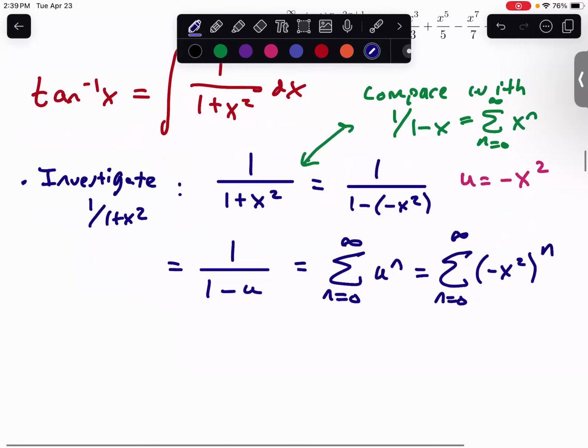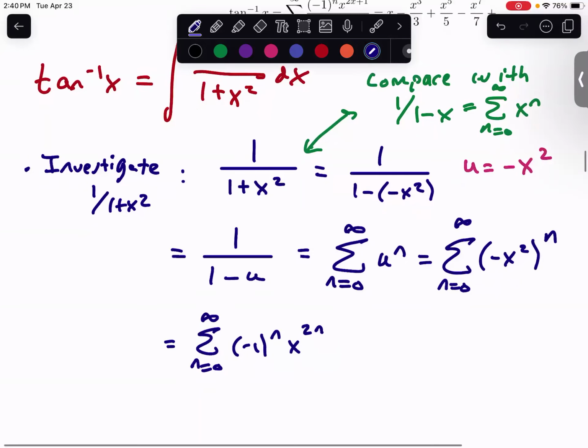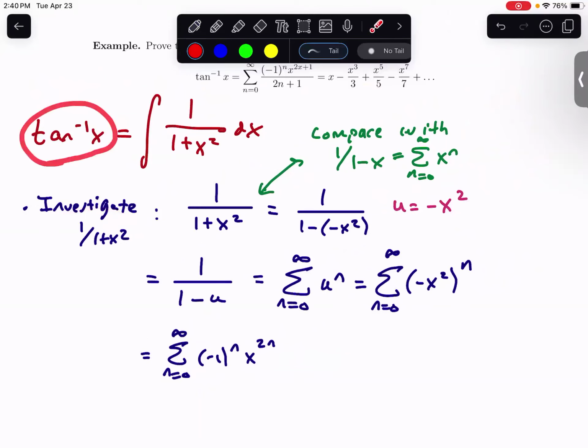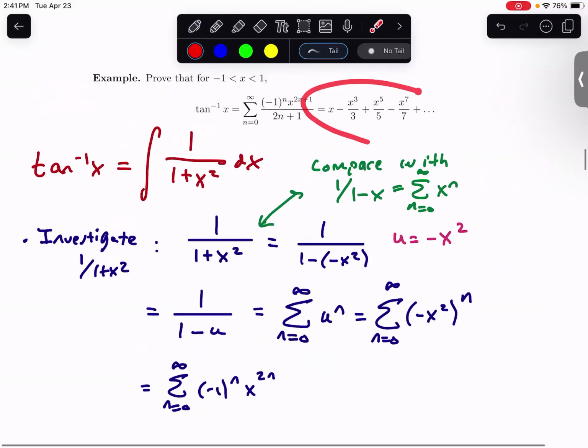And then we can rewrite this as the sum from n equals 0 to infinity of minus 1 to the nth power multiplied by x squared to the nth power, which you can write as x to the 2n. Okay, so this is the power series expansion of 1 over 1 plus x squared. The reason we want to do this is that now we can write arctangent as the integral of this power series. Then we just need to integrate term by term, and we'll end up finding that it is equal to this series.